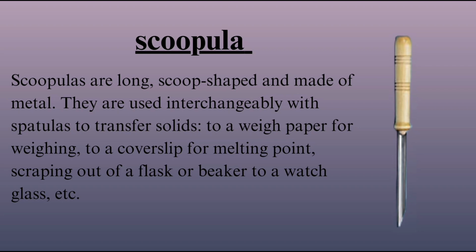Scapula. Scapulas are long, scoop-shaped and made of metal. They are used interchangeably with spatulas to transfer solids, to a weigh paper for weighing, to a coverslip for melting point, scraping out of a flask or beaker to a watch glass, etc.